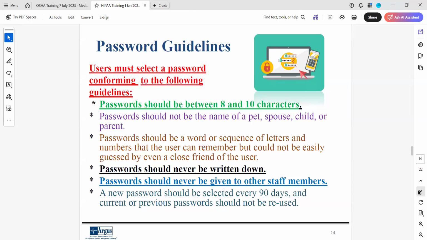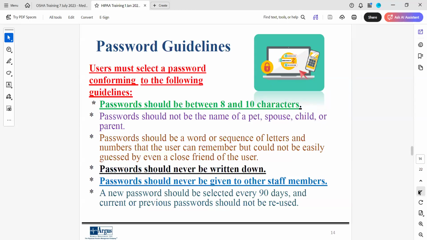Passwords should be a word or sequence of letters and numbers that the user can remember, but could not easily be guessed by even a close friend of the user. Passwords should never be written down, and your password should never be given to other staff members.